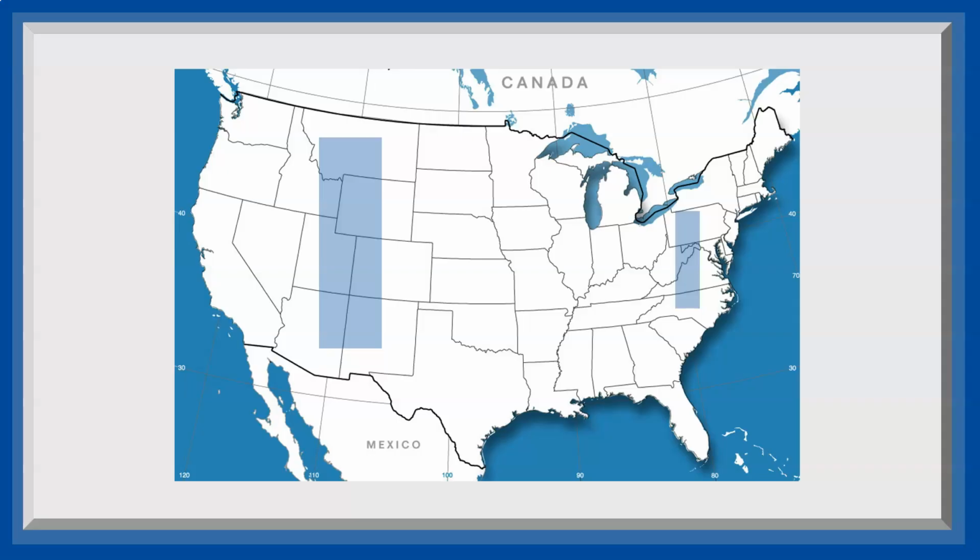This is a map of the United States. The blue areas are the mountain ranges. They have colder weather at the top of the mountain ranges.